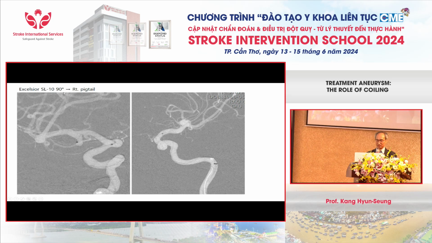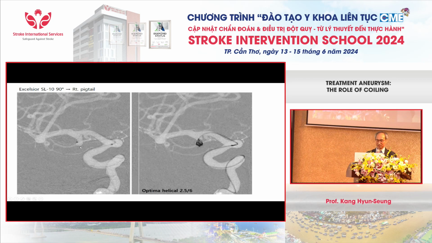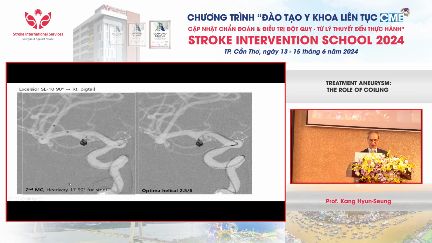Actually, we start with SL10 90-degree pre-shape. But as you see, the plane of the aneurysm is a bit posterior. So we have to make this catheter into a right pigtail to stably select the aneurysm like this. So we have very complicated proximal anatomy, and the distal is also complex. So in that case, I want to use helical coil with very good characteristic of the coil pusher. So I opted to use Optima helical 2.5 by 6 as a first frame coil. And then we definitely need the stent to cover this wide neck area.